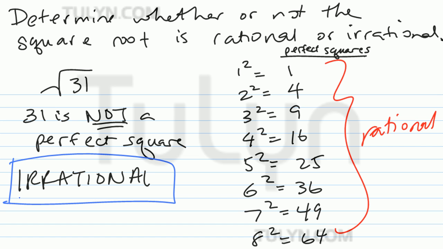So remember that whenever the number inside the radical, your radicand, is not one of these perfect squares, anything squared, because look, 31 lies between 25 and 36. It's not here. It can either be 25 or 36 to be rational. So if it's not one of those, it's going to be irrational.